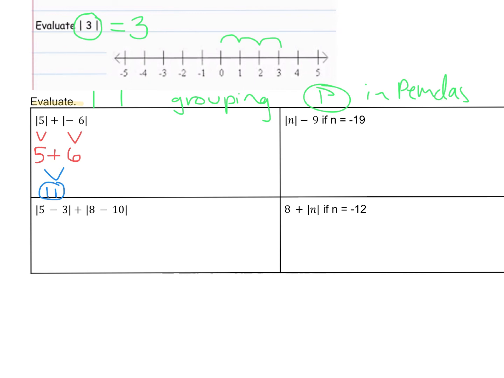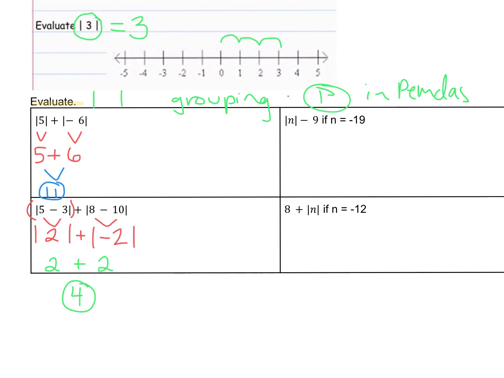We'll go down next because it's a little different. Then we have here again, this is a grouping, the absolute value of the difference between 5 and 3. I'm going to leave this here, and I'm going to do 5 minus 3, which is 2. So I'm looking for the absolute value of 2 plus the absolute value of 8 minus 10, which is -2. Then the absolute value of 2, 2 is 2 from 0, -2 is 2 from 0. My answer should be 4. So go back and revisit that if you missed it.